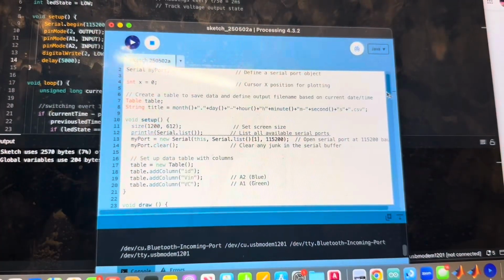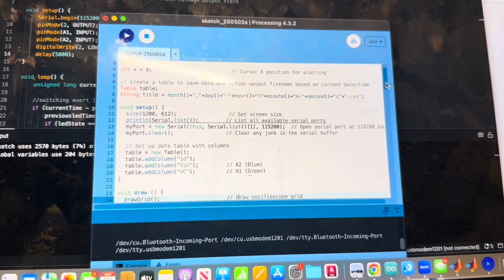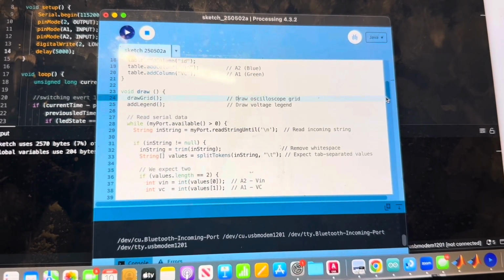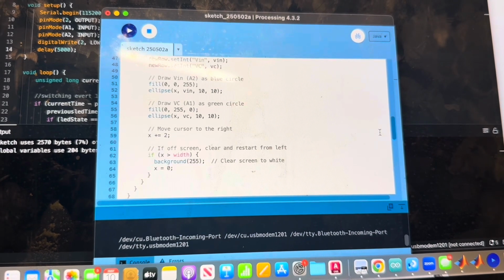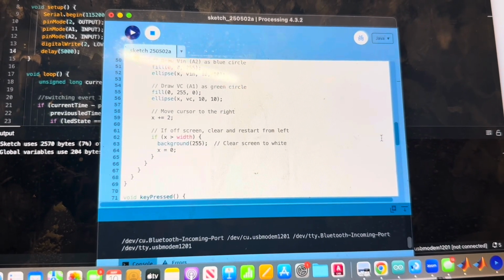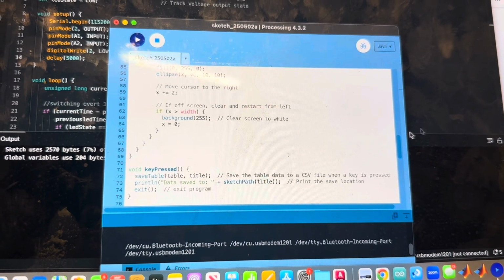My processing code, starting off by creating a table to save the data in, and then reading in the data. Here's V drawn as blue circles and VC drawn as green, and then these are the boundary conditions.